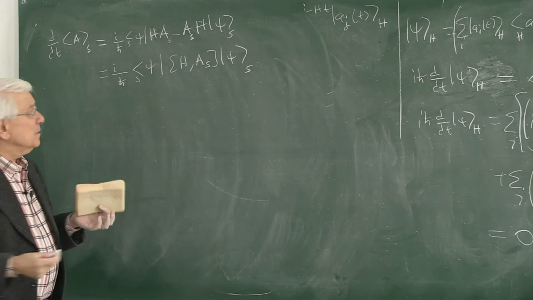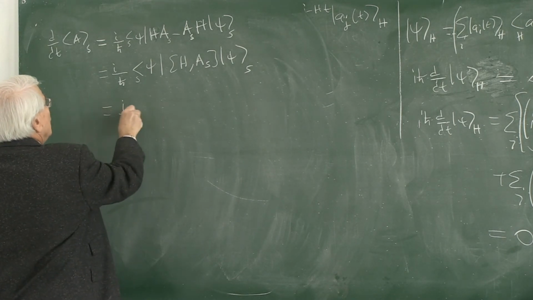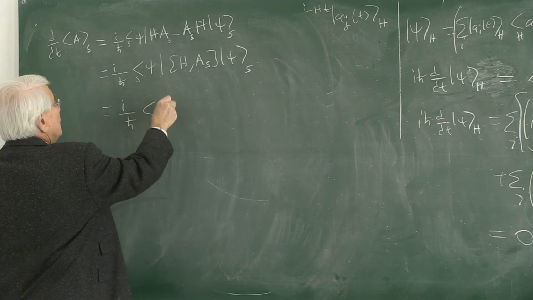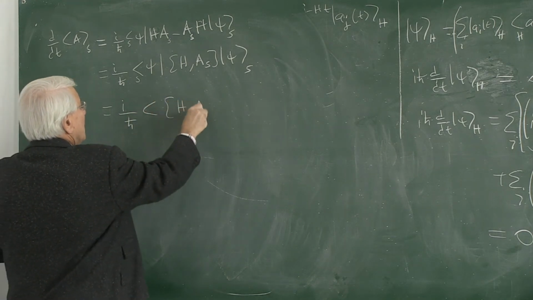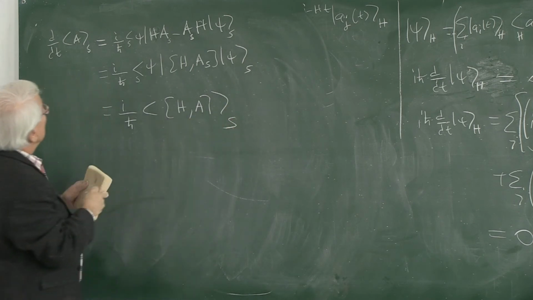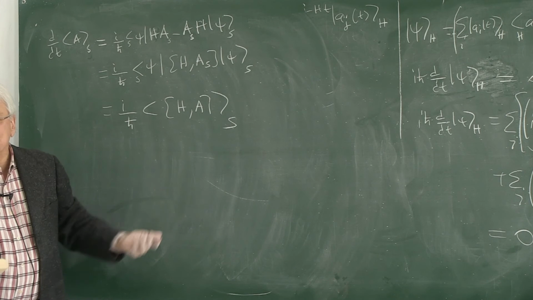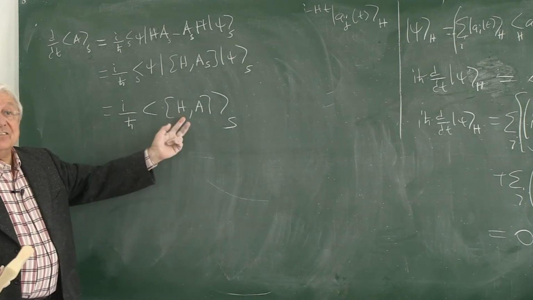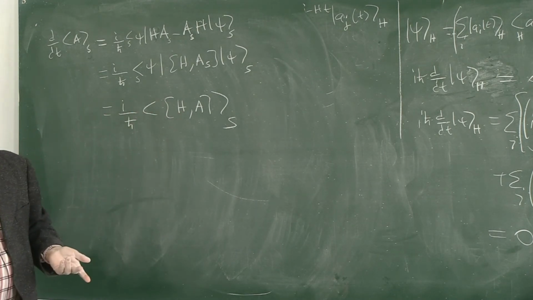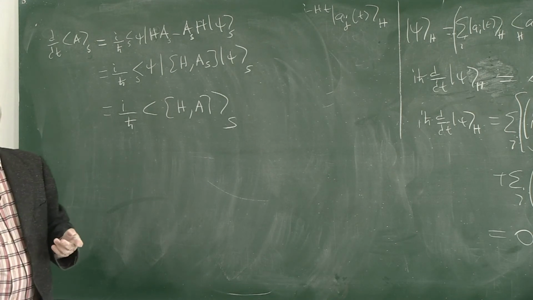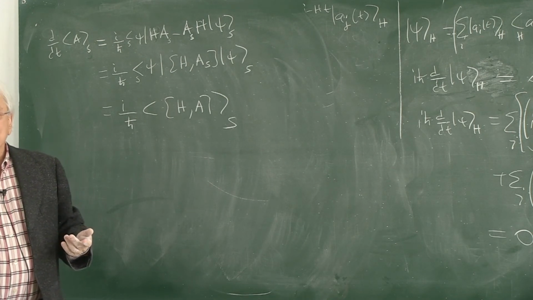What is it? It is really i over h bar, the expectation value of the commutator of H and A, in the Schrödinger picture. Everything is picked from the Schrödinger picture. H's are all the same in any picture, right? This is the derivation of the Ehrenfest theorem, picking everything from the Schrödinger picture.